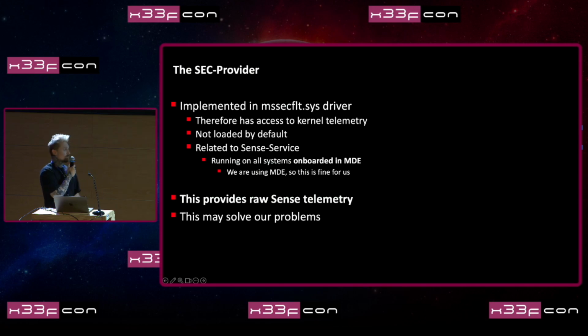And it's related to a service called Sense, which is also not running by default on Windows systems, but it's defined. And we found out that this service is running in case you're onboarded in MDE, which is no issue for us because we have MDE. And you can't start this service on your own. If you try to do it manually, you get a permission denied error. We found that this provider gives us raw telemetry, which may solve our problems.